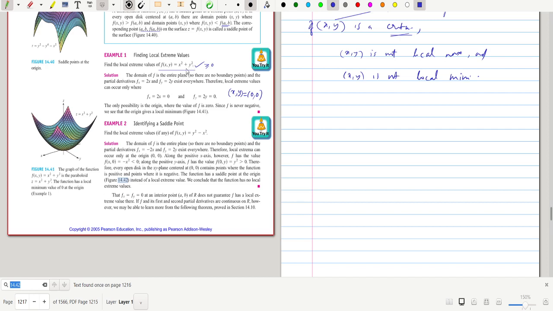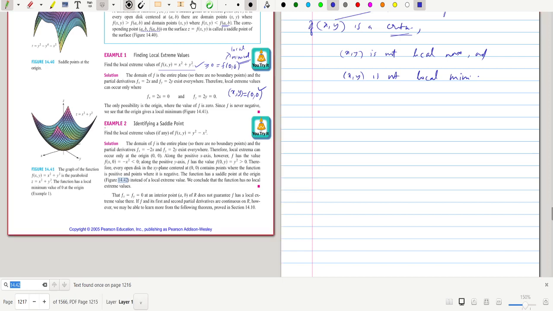So at the point (x, y) equal to (0, 0), the value of f is 0, and we can say that f(x, y) is always greater than or equal to 0, which is equal to f(0, 0). So (0, 0) is a critical point, and f(0, 0) is always less than or equal to f(x, y), then f(0, 0) is called a local minimum value. So this is an example of a local minimum value of this function.